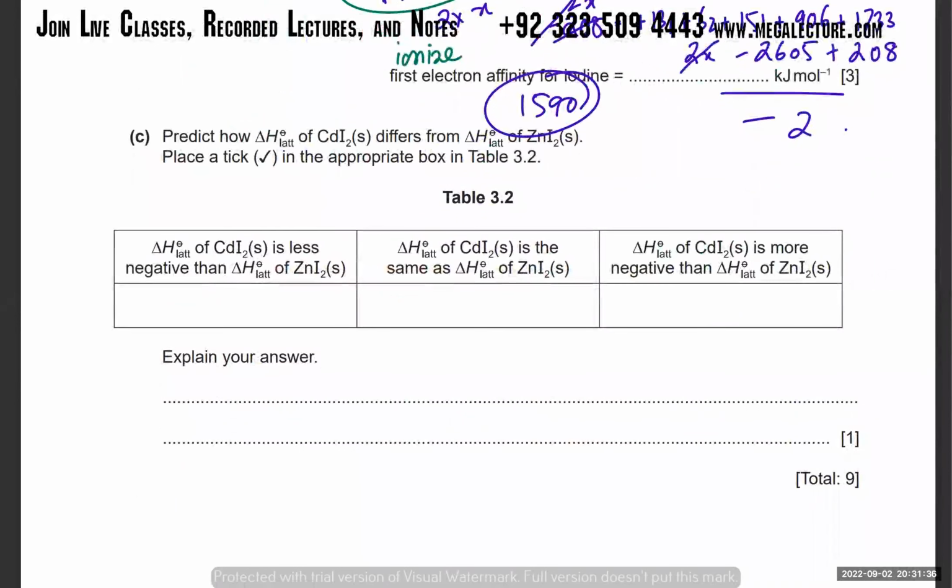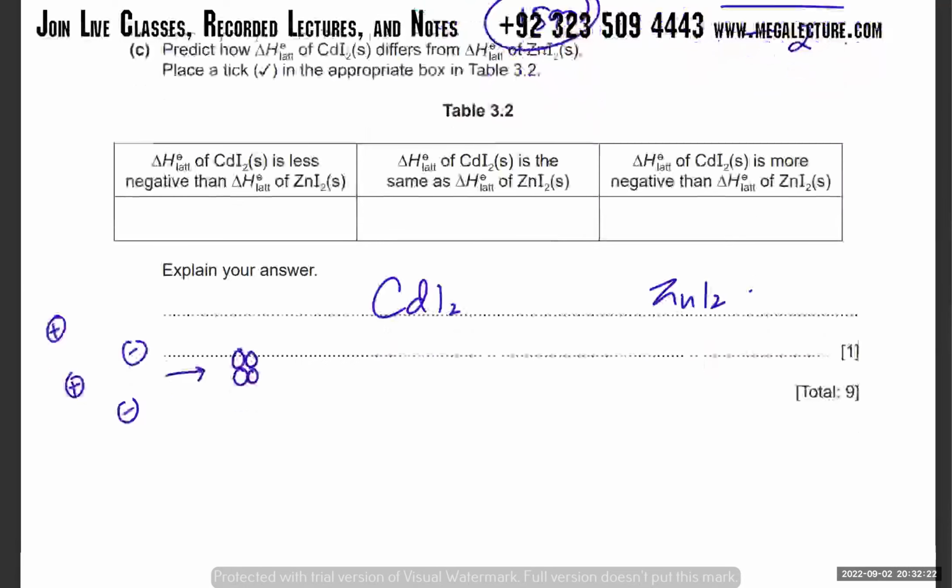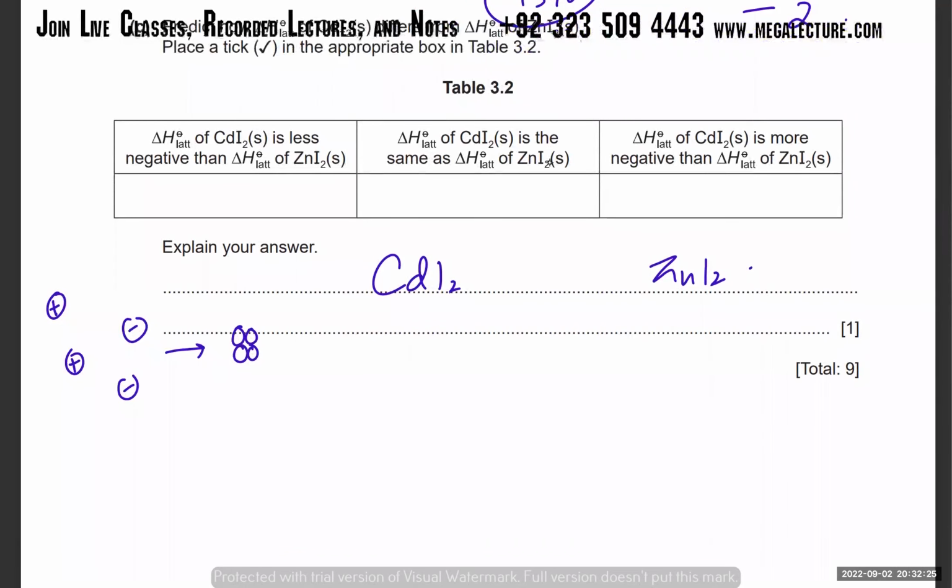Now the next part is predict how the lattice enthalpy of CdI2 varies compared to ZnI2. So that's the question. Lattice enthalpy is whoever makes the strongest lattice, that's going to be the more exothermic. What is lattice enthalpy? You've got a bunch of gaseous ions, freely roaming around, and they get together and form the ionic lattice, right? That's what lattice enthalpy is. So whoever makes the strongest bond is going to have the more exothermic lattice enthalpy.